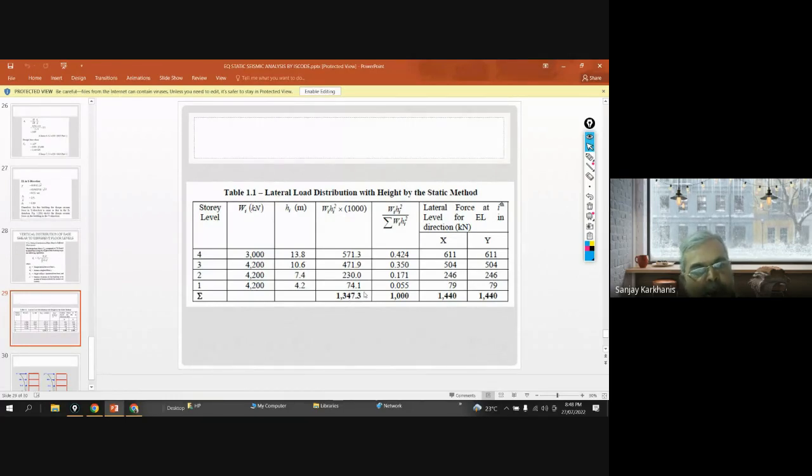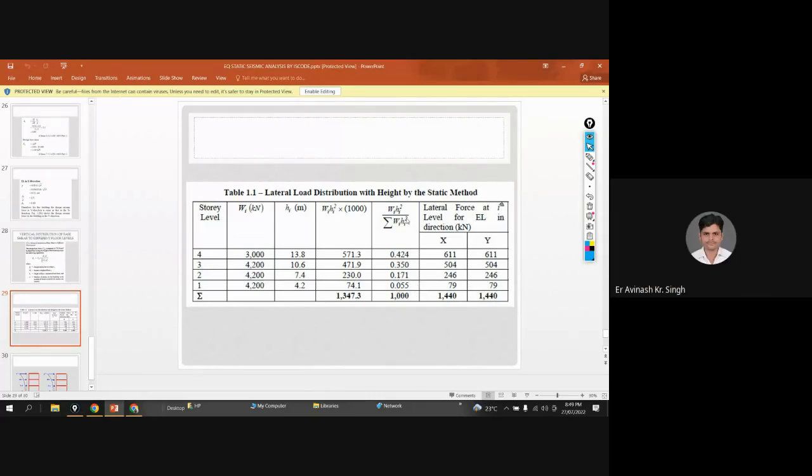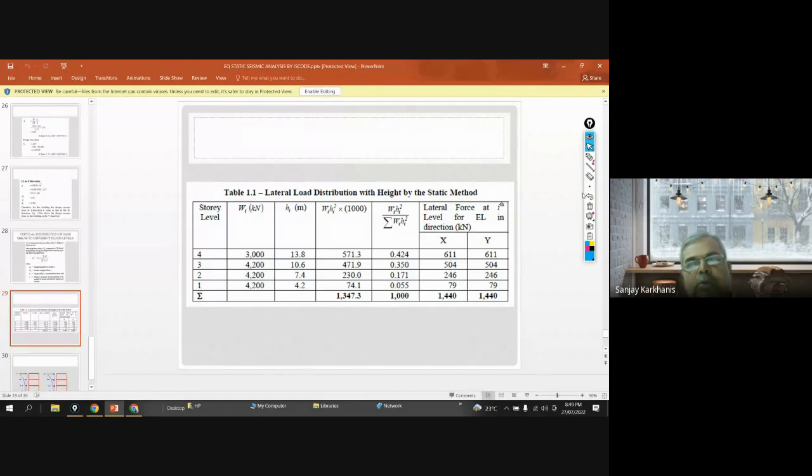571.3 divided by 1347.3, whatever is the answer, you will put it over here. And if you make the sum, you will find it. This is not 1000, it is actually 1.000. Clear? Yes, sir. Now you know QI.